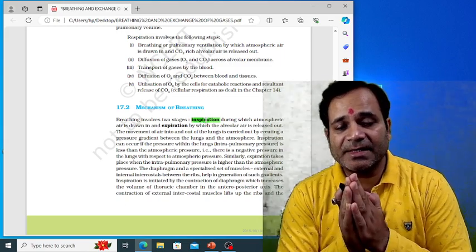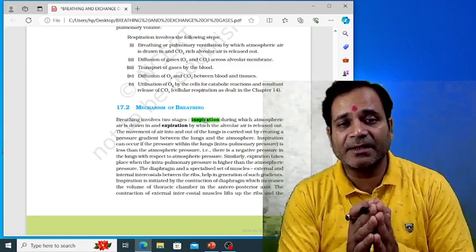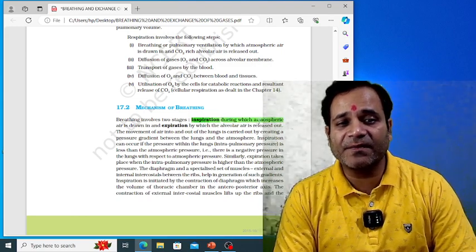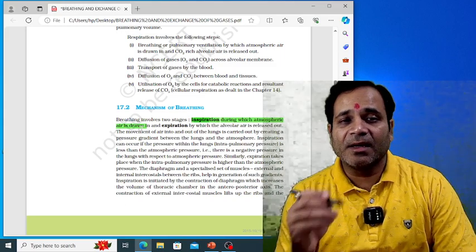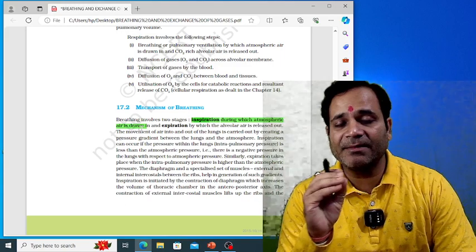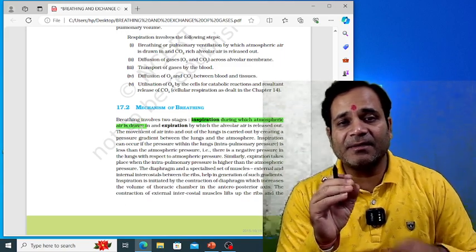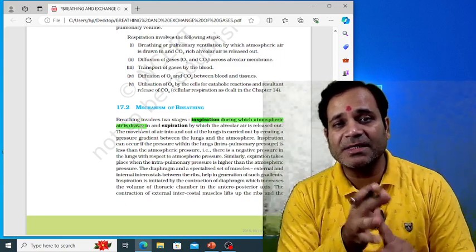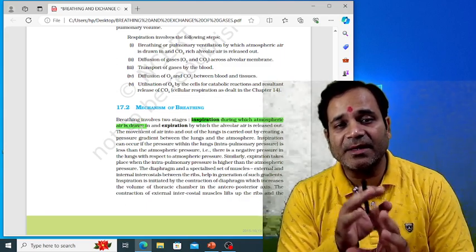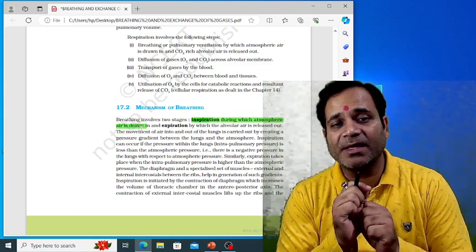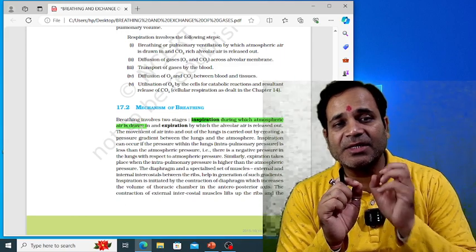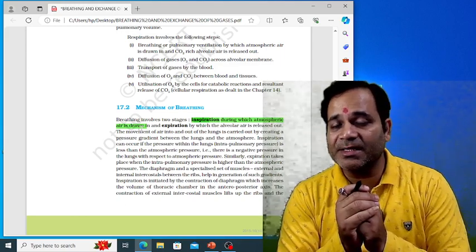Okay, so let's see. If I talk about inspiration, it means during inspiration, atmospheric air is drawn in. Atmospheric air is a mixture of gases, and these gases contain nitrogen, oxygen, carbon dioxide, and all the other gases. And these gases are very important for all of us, my dear. So that's why I'm saying that mainly the exchange of gases will take place during inspiration.